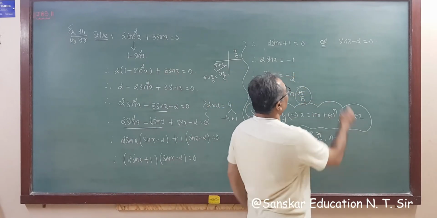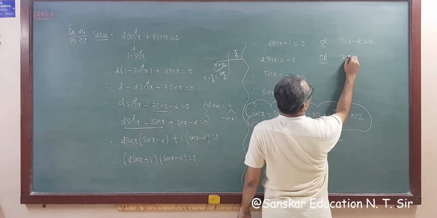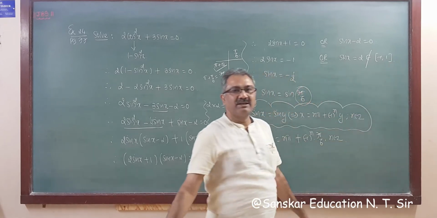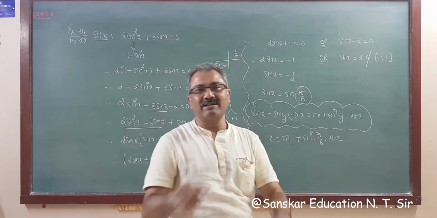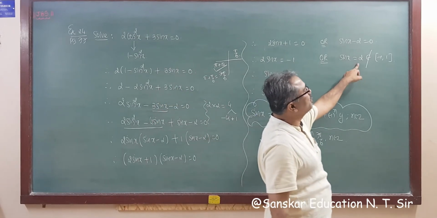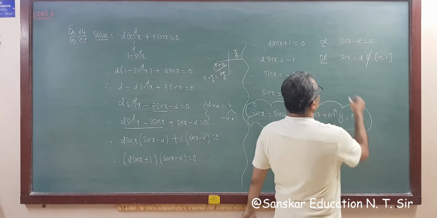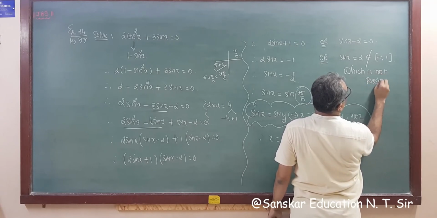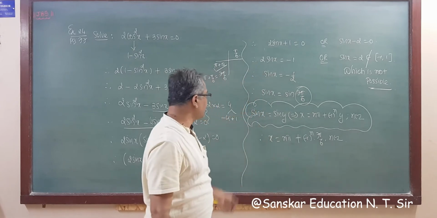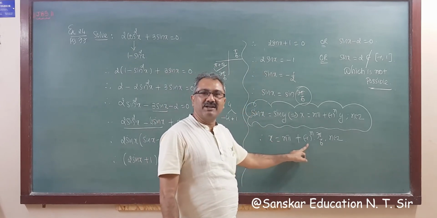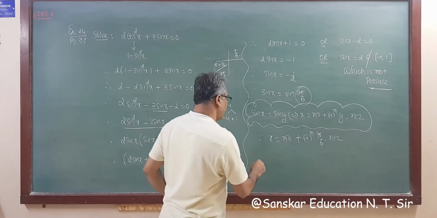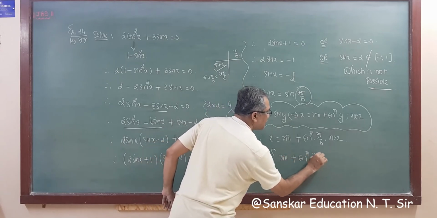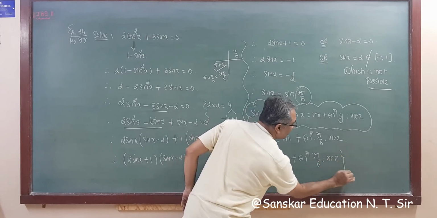Now for the other one, sin x is equal to 2, which does not belong to the range of minus 1 to 1, that is the sine range. The minimum value of sine is minus 1 and the maximum value is 1, but this is 2. So this does not belong to this interval, which is not possible. So you get only one solution, that is x is equal to n pi plus minus 1 raised to n into 7 pi by 6. That is your solution. If you want your solution set, then the solution set is n pi plus minus 1 raised to n into 7 pi by 6, n belongs to z.